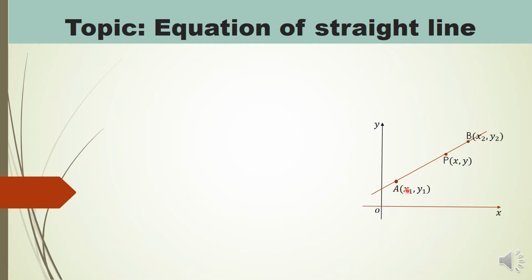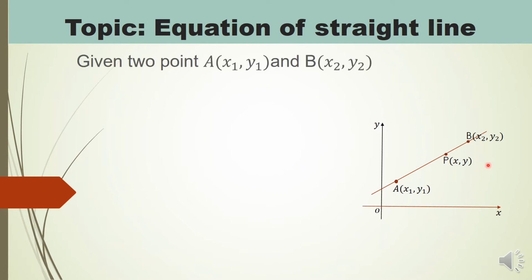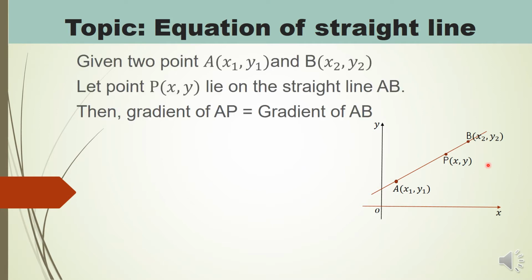A has coordinates x1, y1 and B has coordinates x2, y2. So we let the point P move on the line AB with coordinates x, y. So we obtain that the gradient of AP equals the gradient of AB, because the line AP and the line AB are collinear. So the gradient must be equal. In the case when two lines are parallel, the gradient must also be equal.